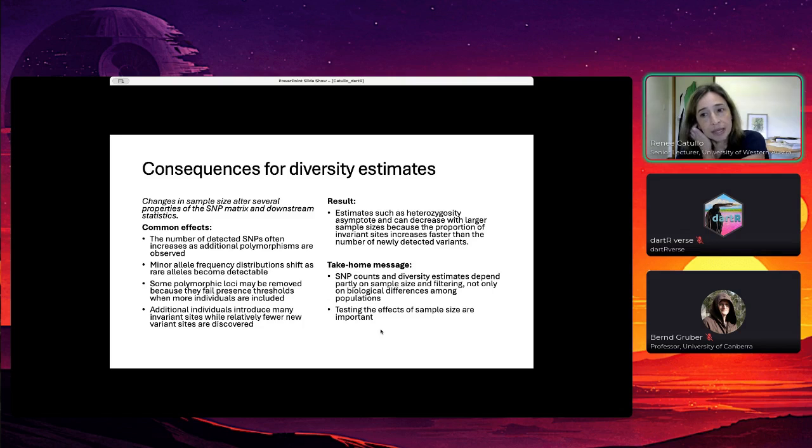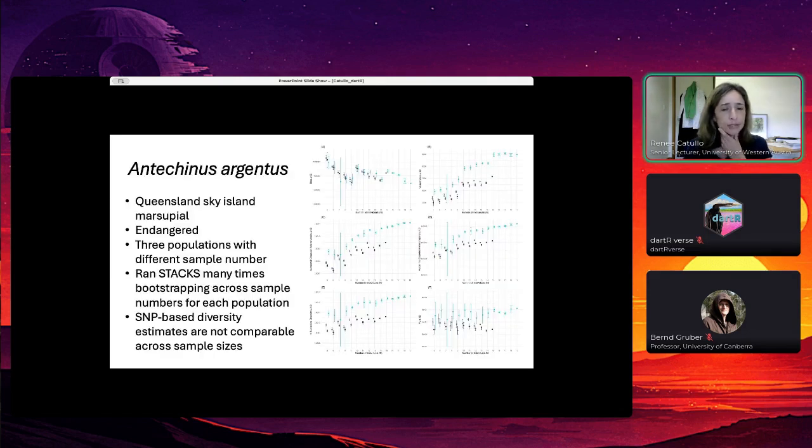So testing the effects of sample size are really important when you're doing your SNP discovery and filtering afterwards. So this is something that's so close to submitting on Antechinus argentis, which is a Queensland Sky Island marsupial. It's endangered, and it lives on 3 different mountaintops in Queensland.